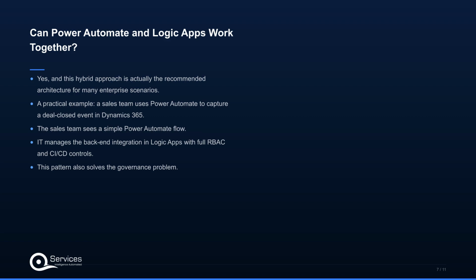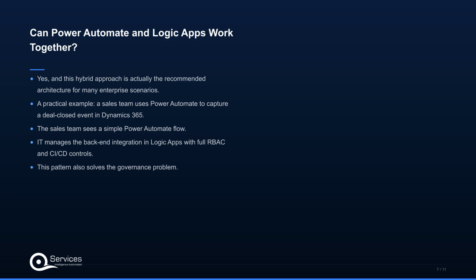A practical example: a sales team uses Power Automate to capture a deal closed event in Dynamics 365. That flow calls a Logic Apps HTTP endpoint, which then orchestrates a multi-step onboarding sequence, provisioning accounts in Azure AD, calling the billing API, creating project records, and sending operational alerts. The sales team sees a simple Power Automate flow. IT manages the back-end integration in Logic Apps with full RBAC and CI/CD controls.